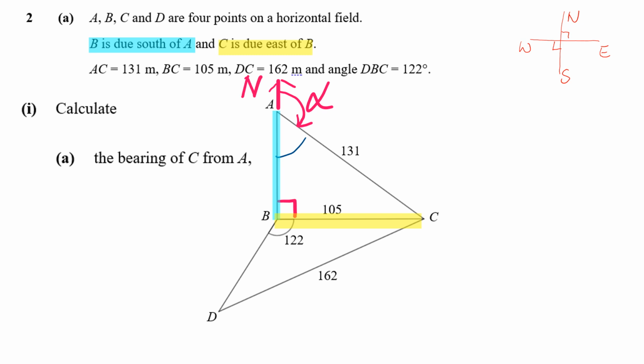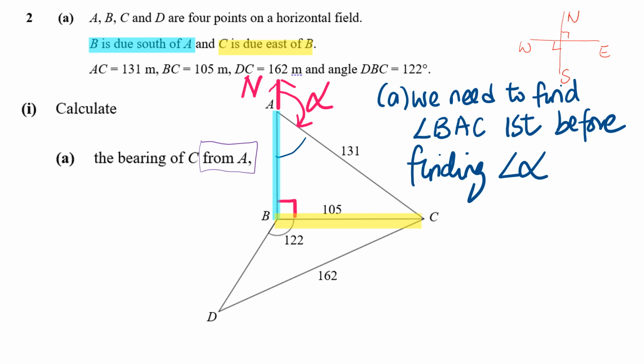All right, so the next thing is that we are asked to find the bearing of C from A. So therefore, we will draw the north direction at point A. And the way to measure bearing is you have to measure it in a clockwise direction. Okay, measure in the clockwise direction from the north. Right, so as shown on the screen, we need to find the angle alpha. But before we can find the angle alpha, you will have to find angle BAC first.